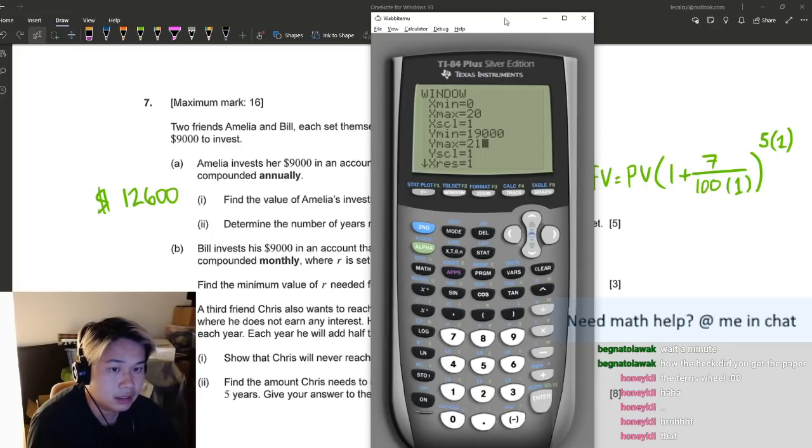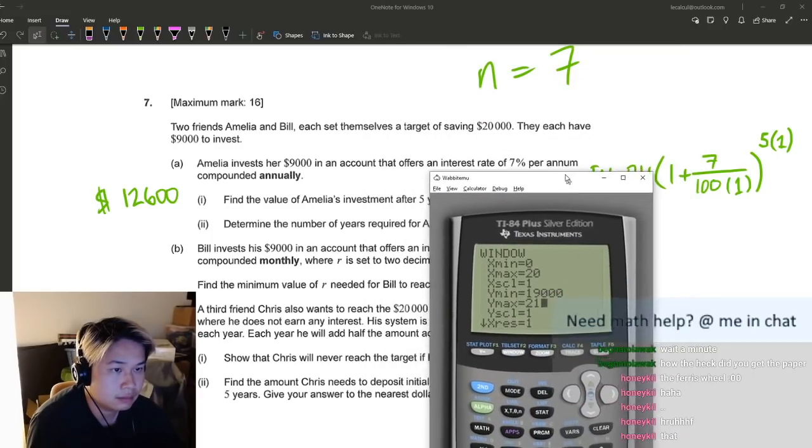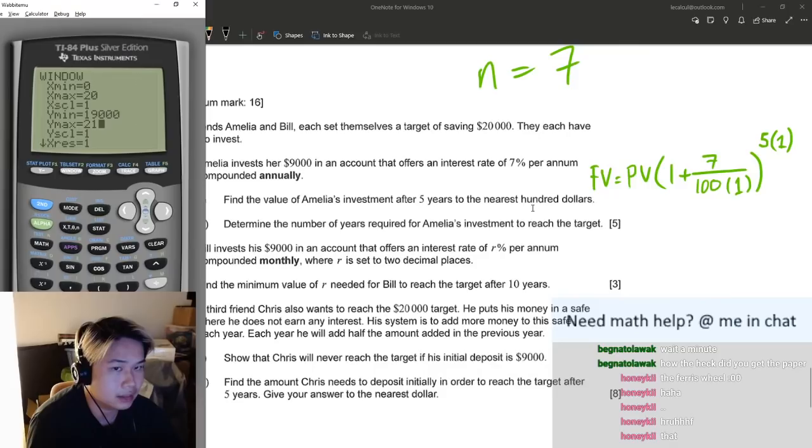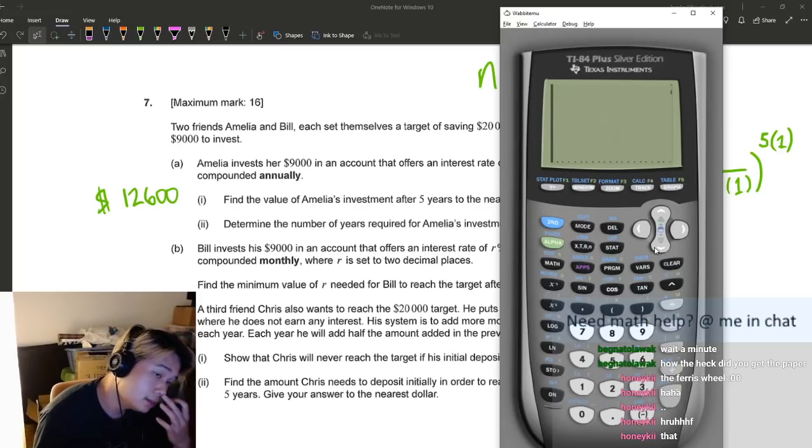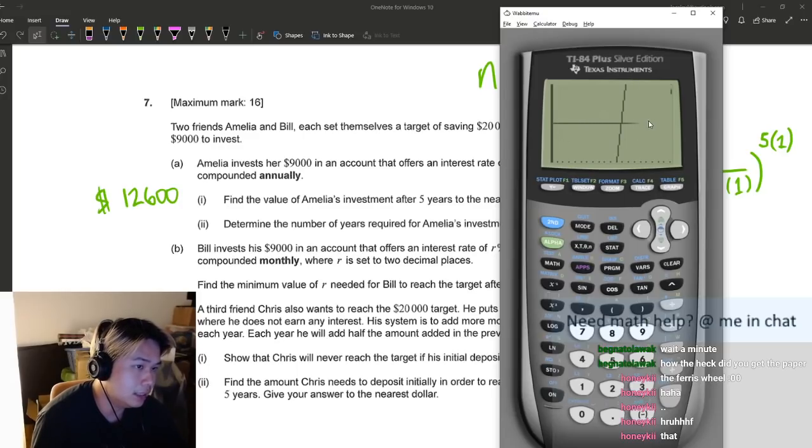Because it tells me I want to find out when she's going to hit 20,000. Okay, so that's my window, and then I'm going to have a second graph at 20,000. Graph this. And then there's her money. There's 20,000. This is when she's going to make 20,000.